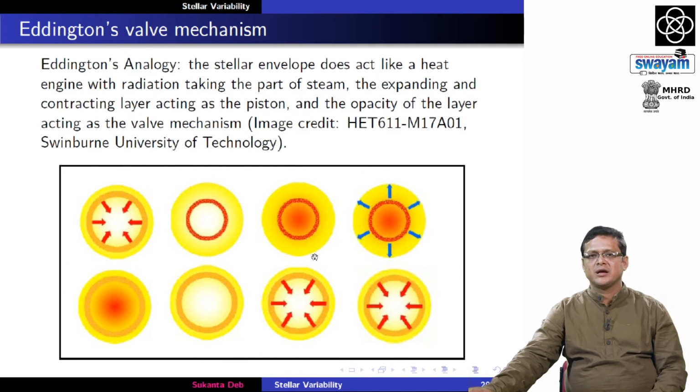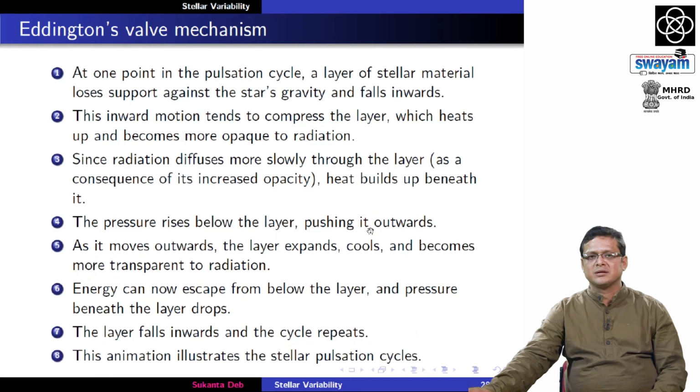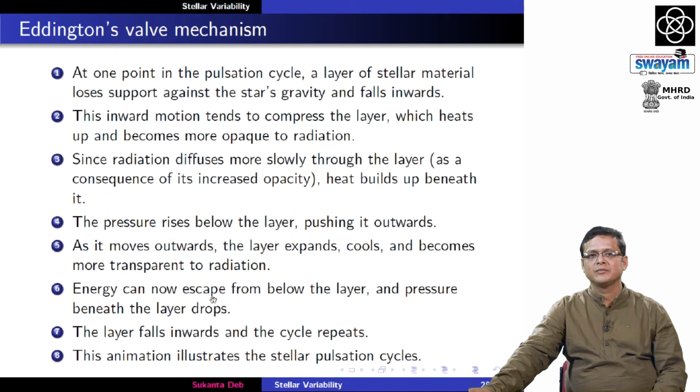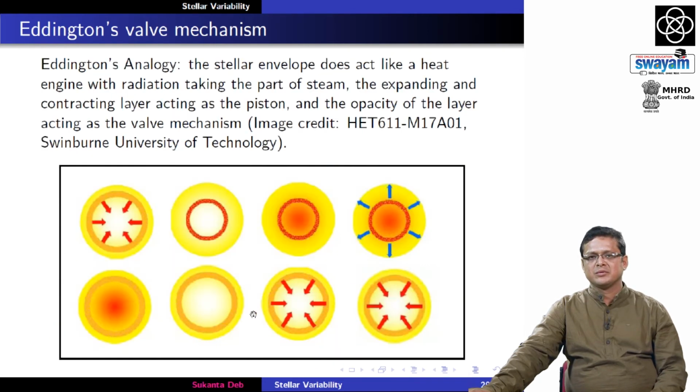As the layer is pushed outward, it expands, cools and becomes more transparent to radiation. Energy can now escape from below the layer and the pressure beneath the layer drops. Because of the decreased opacity when the layer is pushed up, the energy can now flow outside, and as a result the pressure within the layer decreases and again the layer falls inwards and the cycle repeats.